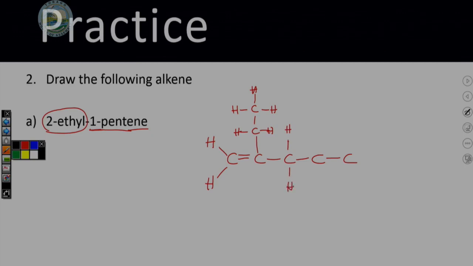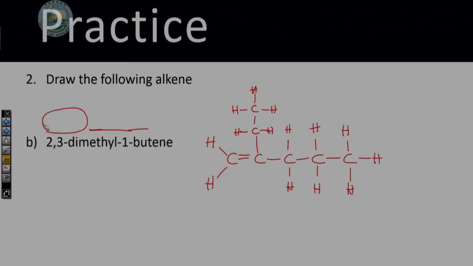H, and then you just close it off by adding in all your hydrogens. And that's it. So you have drawn here right now 2-ethylpentene. Okay, so this is our example here. All right, so let's do our next one.